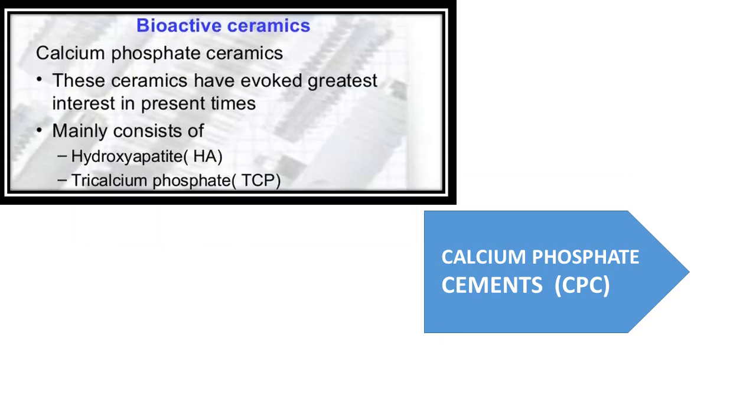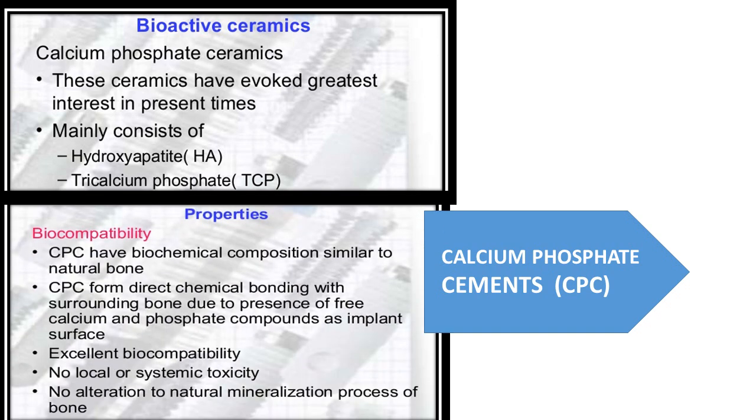Now, calcium phosphate ceramics are known as bioactive ceramics. Bioactive means that they bring about a reaction at the site. And what is the reaction? They cause biointegration, they cause deposition of bone, and they possess a kind of biological activity, and that is why they are able to initiate or stimulate a response in the tissues. They mainly consist of hydroxyapatite and tricalcium phosphate.